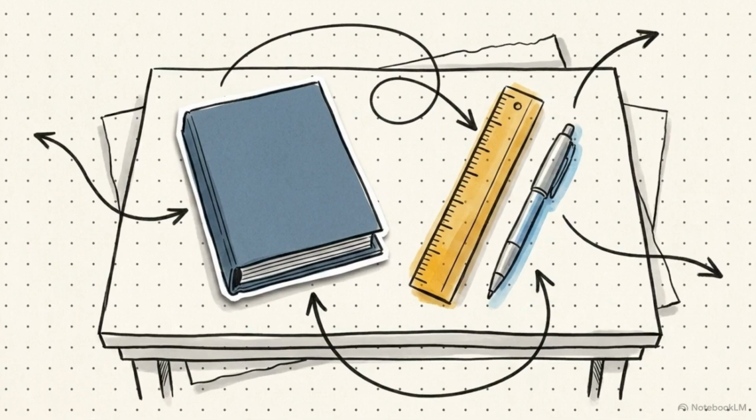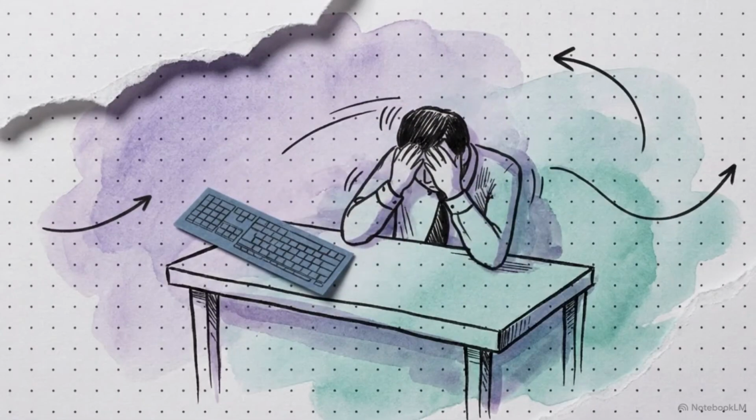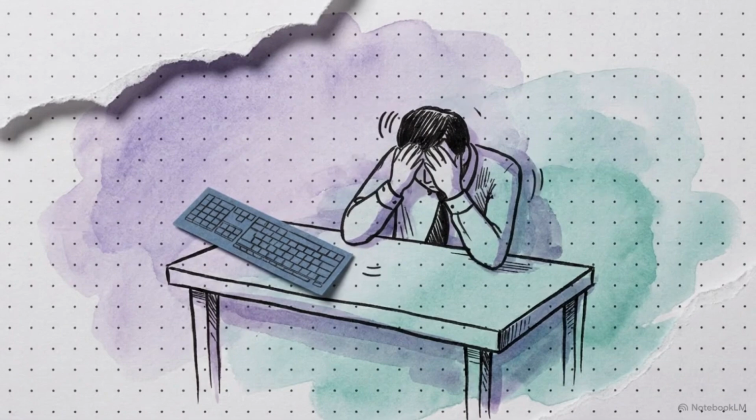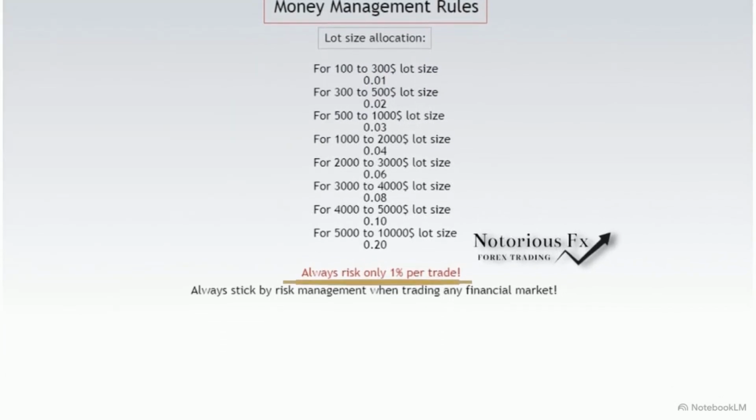Yet you can map the structure perfectly, nail the entry, and still lose your account entirely if you ignore strict money management. This outlines capital allocation rules. Dictated lot sizes must be tethered to your capital. For a $300 account, your lot size cannot exceed 0.01. This supports the most vital rule: never risk more than 1% per trade.